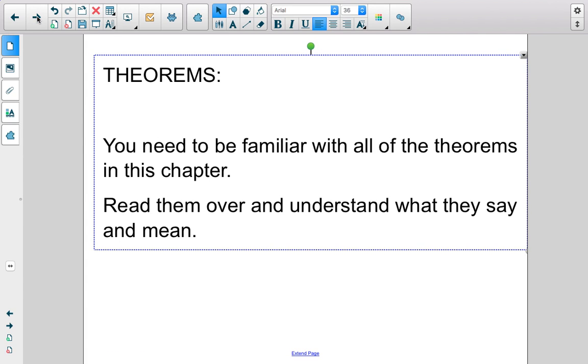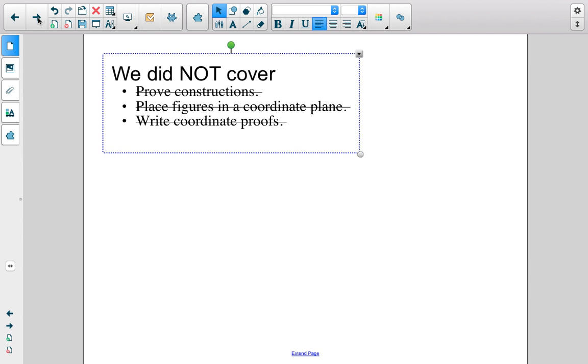Please be familiar with the theorems in the chapter. Read them over, understand what they say and what they mean. I will not ask you to write out what the theorem says, but if I ask you questions about the base angle theorem or the third angle theorem and you don't know what those theorems say or what they mean, you will have a challenging time. Again, these are things that we did not cover and are not on your test.